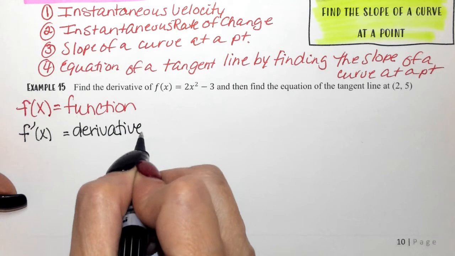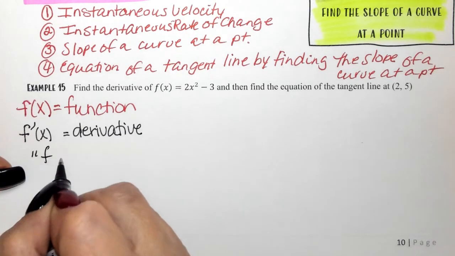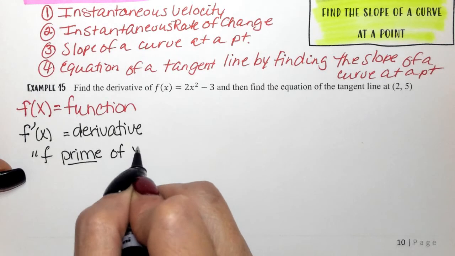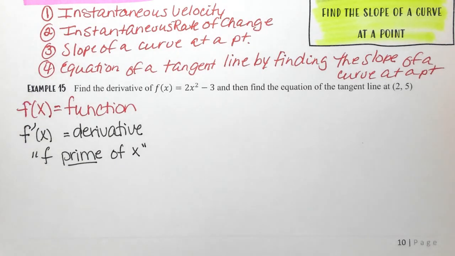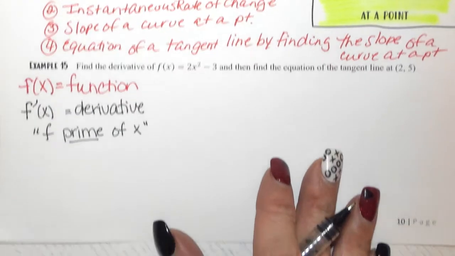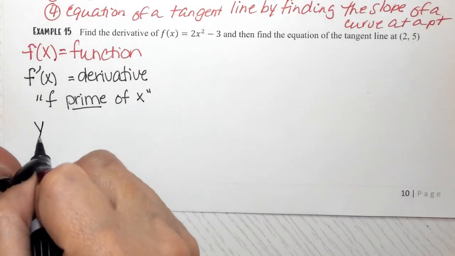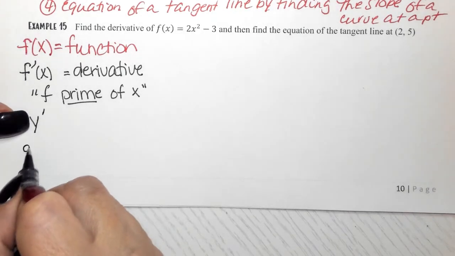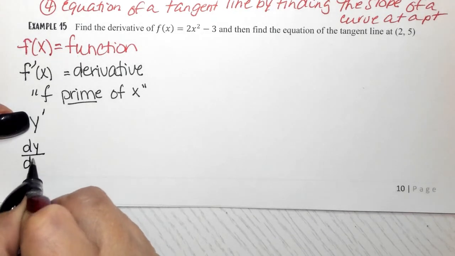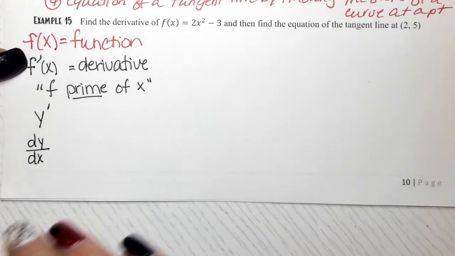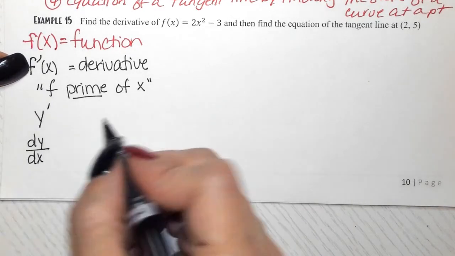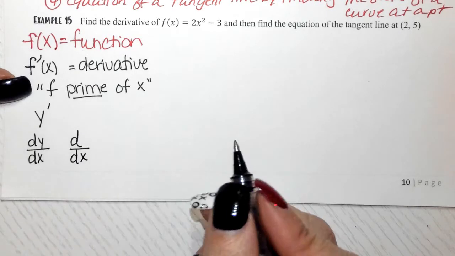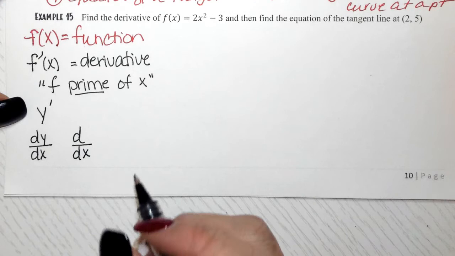You read it as f prime of x. That's how you read it, f prime of x. Now, sometimes you will write it like this, y prime. Sometimes you will write it as dy dx. In college, it seems like a lot of times I called it dy dx. Sometimes you will see d dx, the derivative with respect to x.